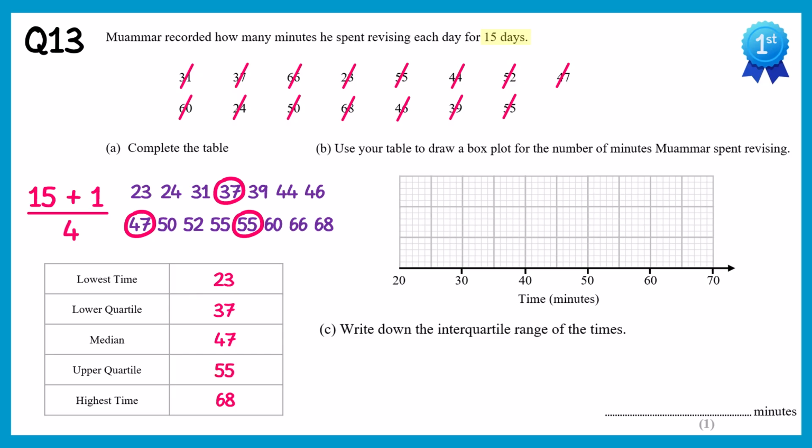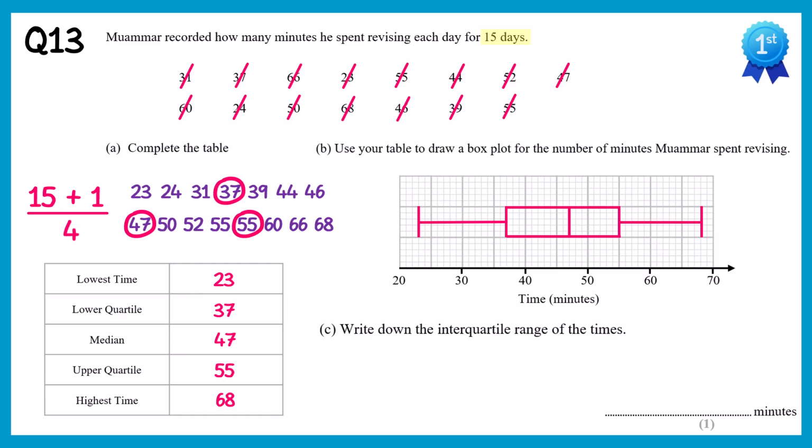For the second part of the question, we need to draw a box plot. To do this, we start by drawing a vertical line for each of these numbers. So one at 23, one at 37, one at 47, one at 55, and one at 68. We then connect together the middle three to form a box like this, and then we draw in these lines from the least value to the lower quartile, and one from the upper quartile to the greatest value. And this is your completed box plot.